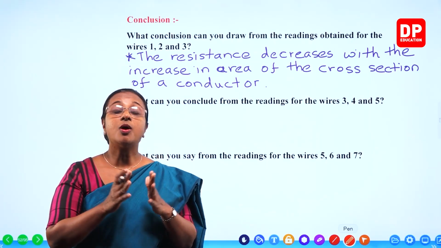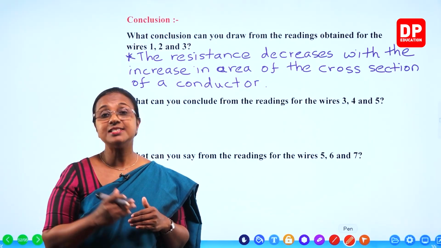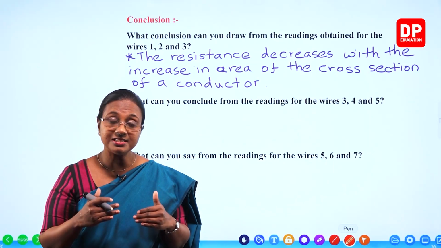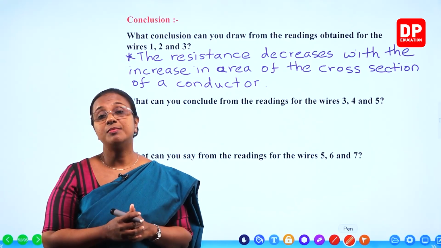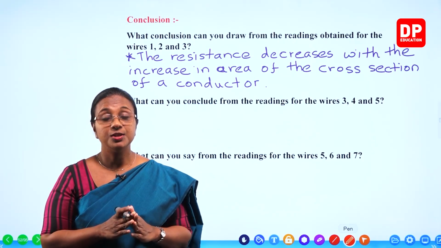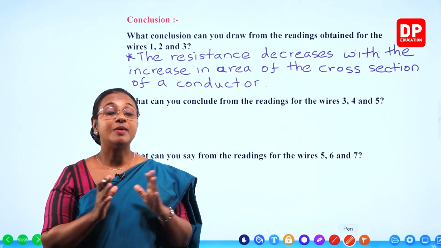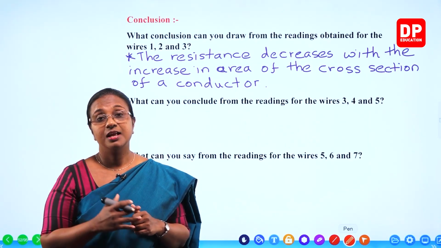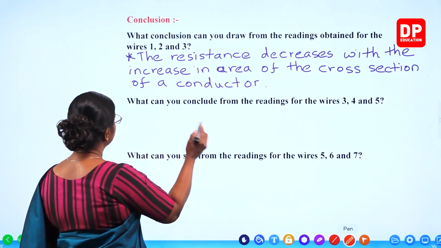So that means the copper conductor has the least resistance. Then there was a little less current flowing through the iron wire. So iron wire has a resistance more than copper wire. But there was a very small amount of current compared to the other two flowing through the nichrome wire. So that means nichrome wire has more resistance. So what can you conclude from this? The material affects the resistance of the conductor. So that is the conclusion.